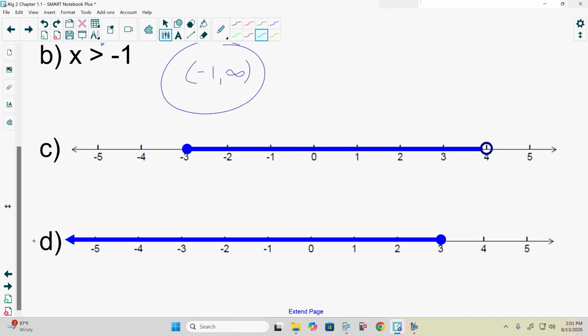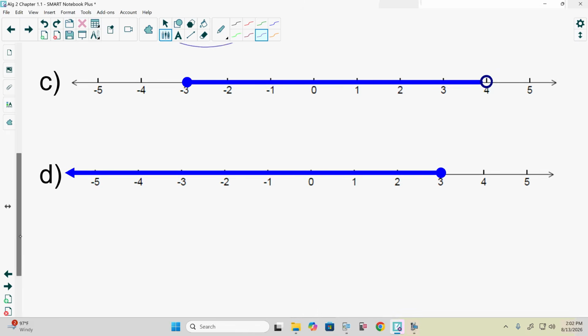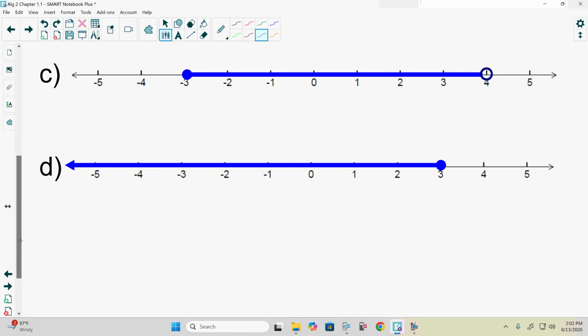C and D, they did not give us an inequality. They gave us a graph. Now, it feels like we can't use that chart, but luckily for y'all, I did include the graphical representation of the chart too, so we could use those there. As we look at C, how many endpoints do we have? 2. And they are -3 and 4. So this is bounded between -3 and 4.